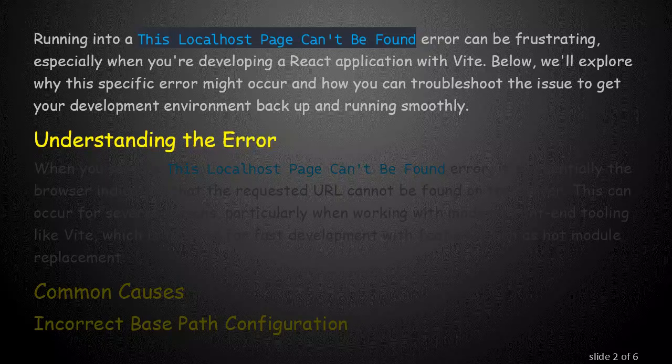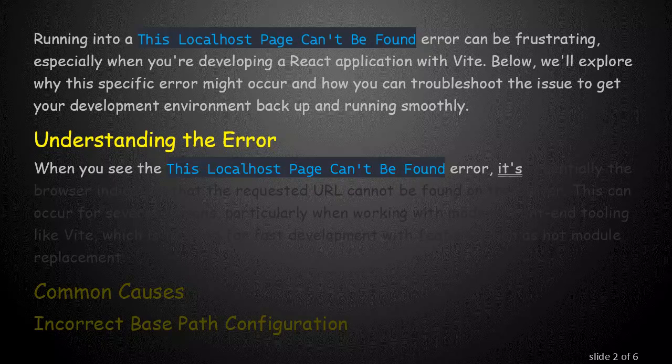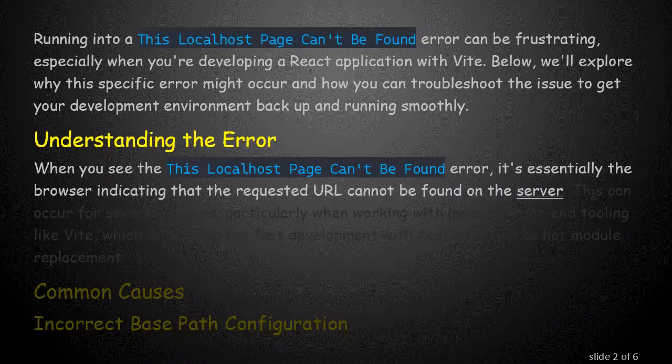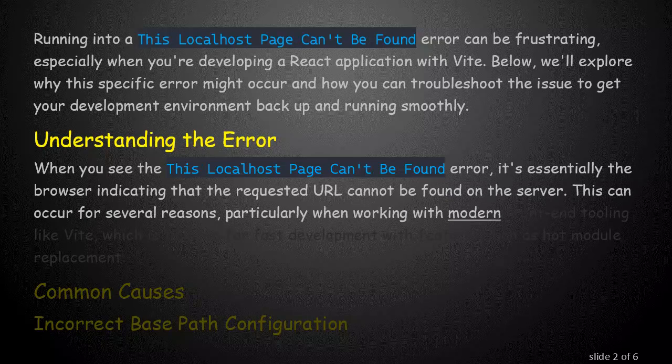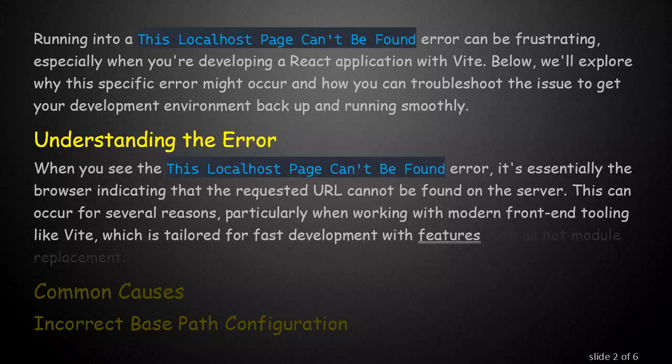Understanding the error. When you see the "This Localhost page can't be found" error, it's essentially the browser indicating that the requested URL cannot be found on the server. This can occur for several reasons, particularly when working with modern front-end tooling like Vite, which is tailored for fast development with features such as hot module replacement.